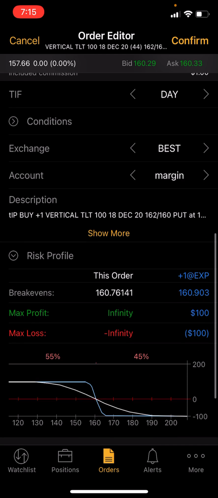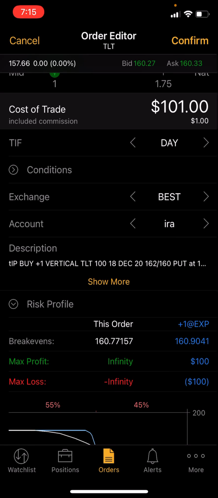I'm not a big fan of putting TLT in my portfolio. I don't know what it is about TLT, but whenever I put it in my portfolio, it seems as though the beta weighted deltas stop working. And I get this NA, like not applicable, which is frustrating for me. I don't know if you've noticed that too. But yeah, I'm going to put this in my margin account.